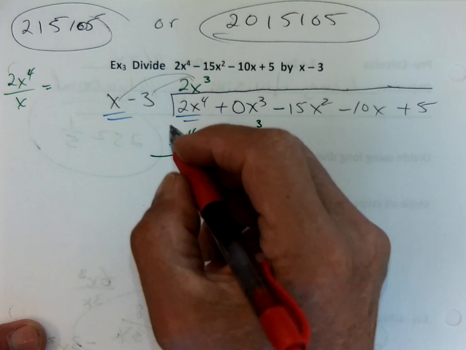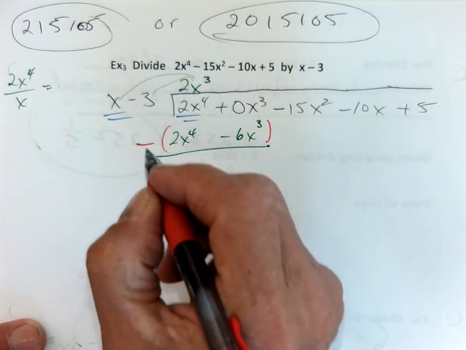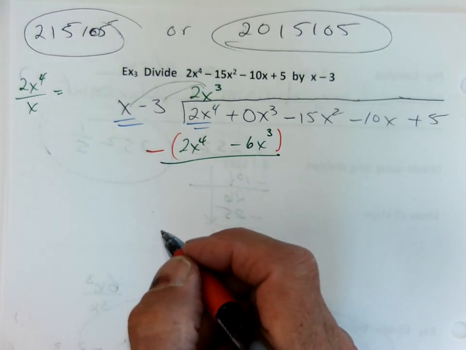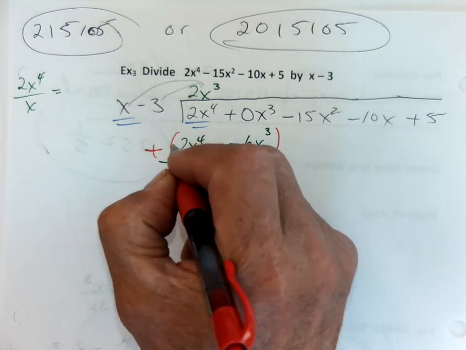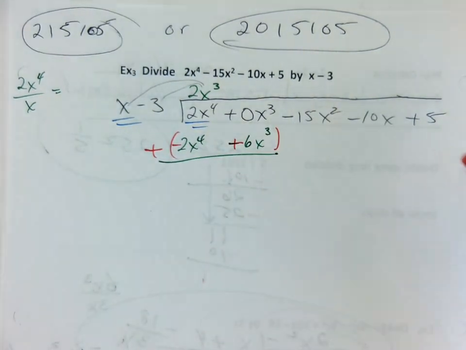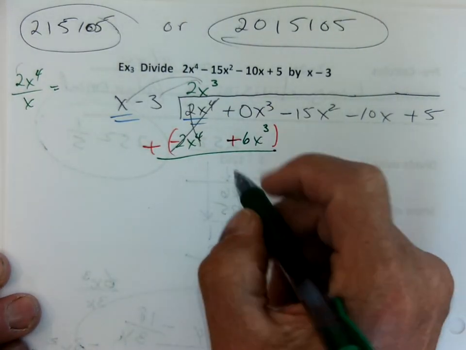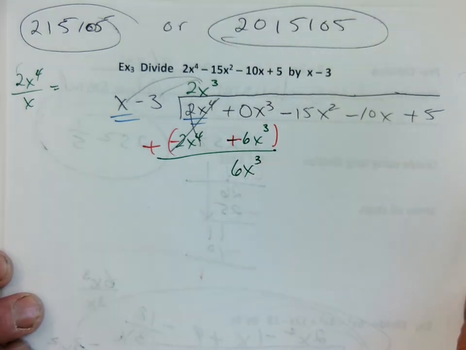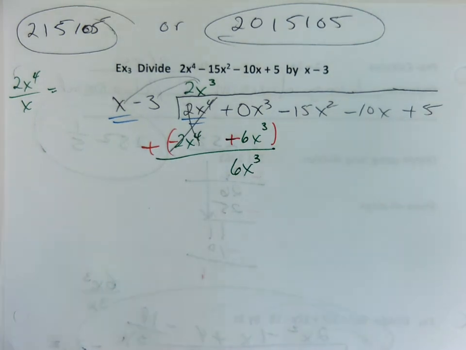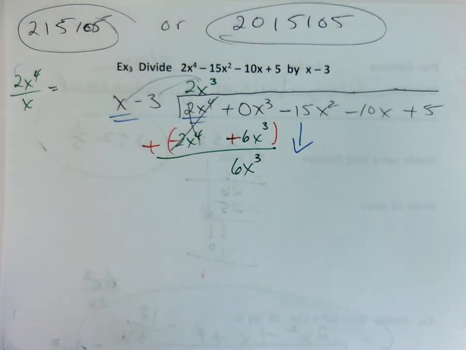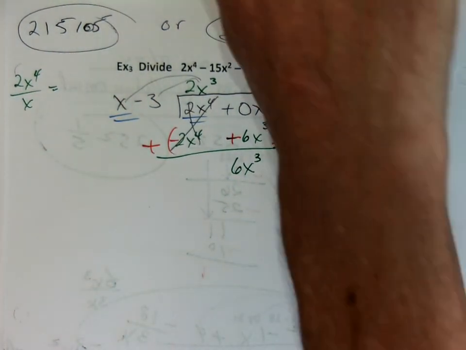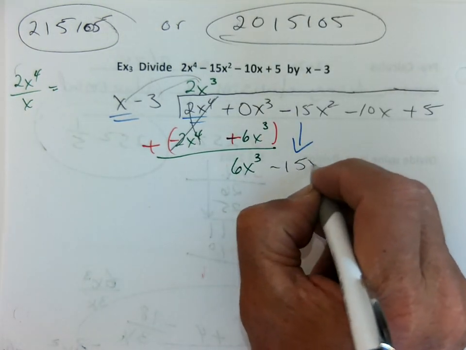And then when I subtract, I like to add a negative. That's what I do. I add a negative. It just keeps me from making a mistake. And so then when I subtract, that one's gone. I have a positive 6x cubed. And then bring down the next term, right? So let's bring down the next term. So we have a minus 15x squared.